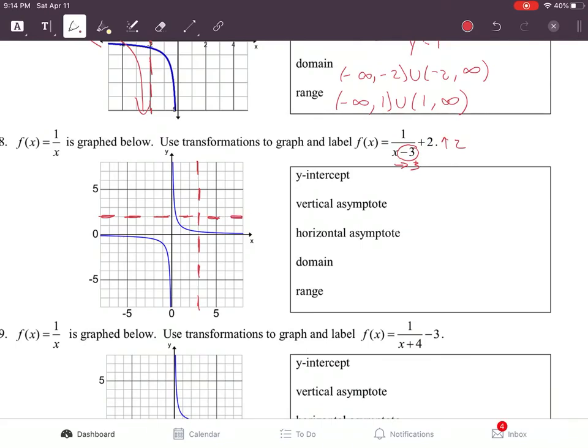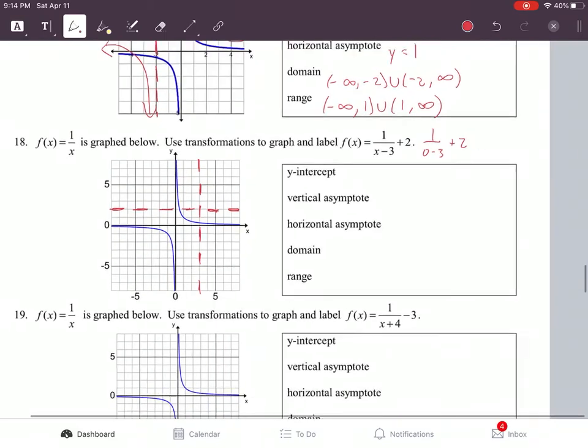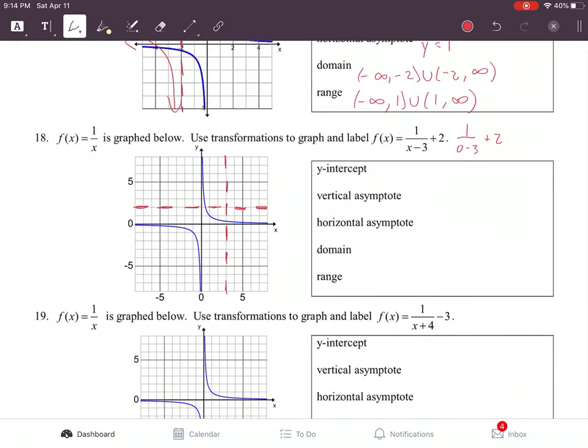Okay, so our y-intercept. I'm going to erase our little markings here. We're going to put 0 in for the x term. So we have -1/3 plus 2. If you put that in your calculator, you're going to get 5/3. So you're going to get 0, 5/3.